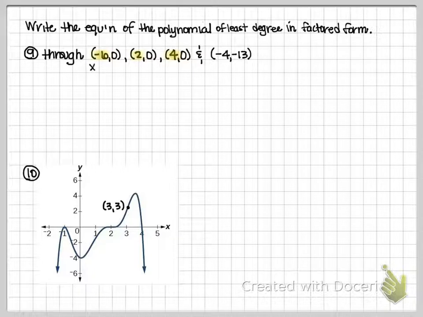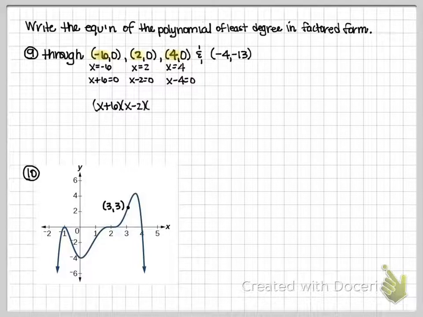So if I took this one, I get x equals negative 6. That's going to give me x plus 6 equals 0. X equals 2 gives me x minus 2 equals 0. And then this last one, x equals 4, gives me x minus 4 equals 0. So those are all of my factors here. So I'm going to have x plus 6, x minus 2, and then x minus 4.